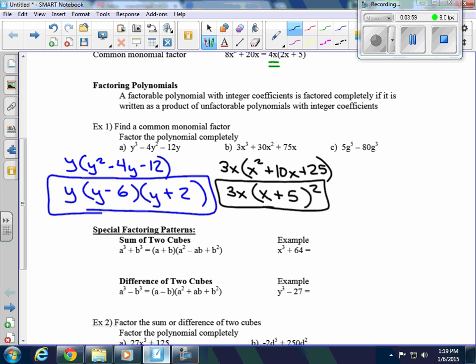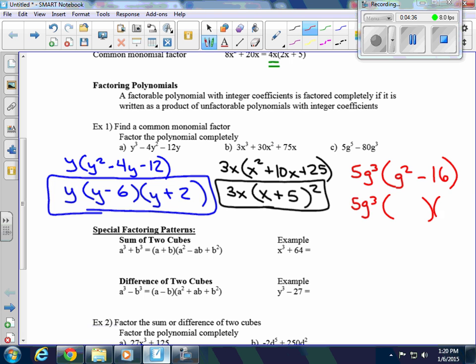And then the third one, c, I see that I have a g to the 5th and a g cubed, which means I can take out a g cubed from there, and I can also factor out a 5. So if we do that, we're going to take out a 5g cubed, and that's going to give us g squared left minus, well, 80 divided by 5 is 16, so it's going to be minus 16. So now we have to check, does this factor any further? Well, I can't do anything with the 5g cubed, so that's going to go here.